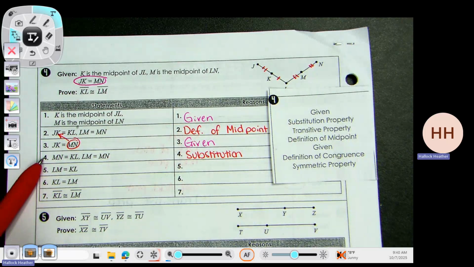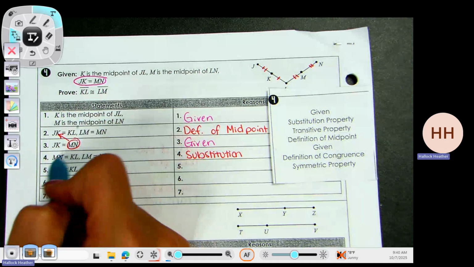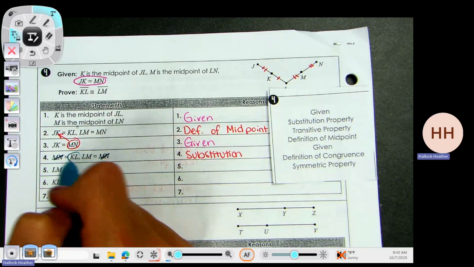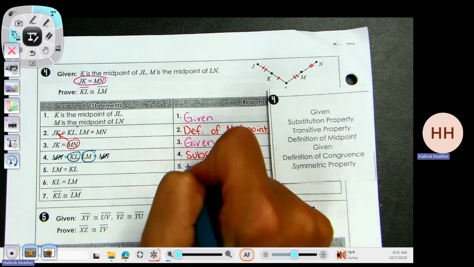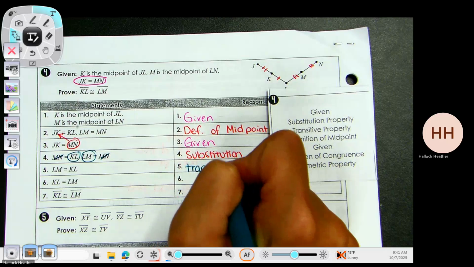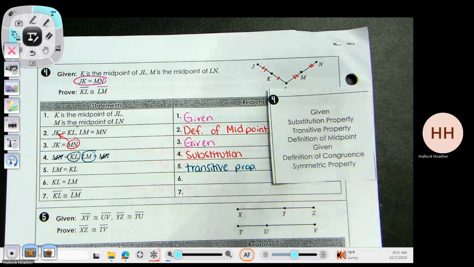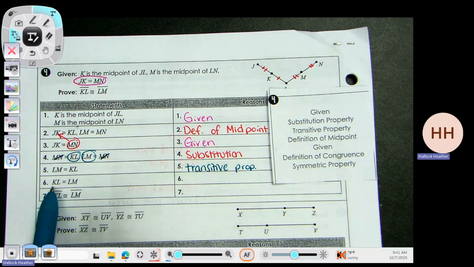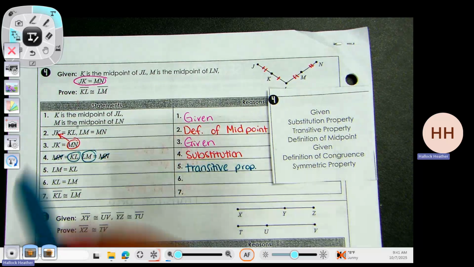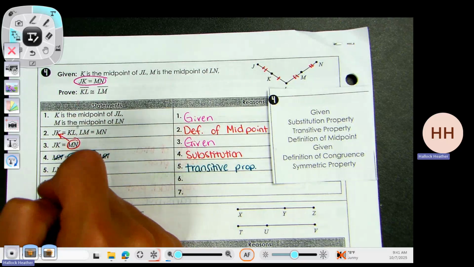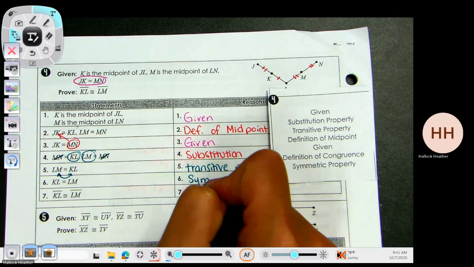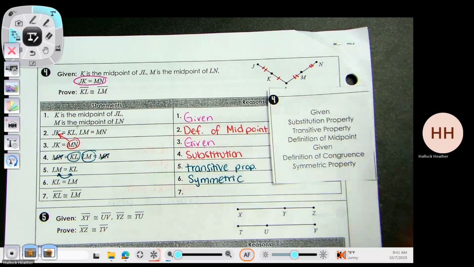After I sub it in, transitive, because it's taking out that middleman. It says they both have MN in common. I can take out MN and I'm setting these two equal to each other. So transitive. And then it says KL and LM, which is symmetric, because it just flip-flops it. So since it flips it, that's symmetric. And then definition of congruence, because it goes from an equal sign to the congruence.